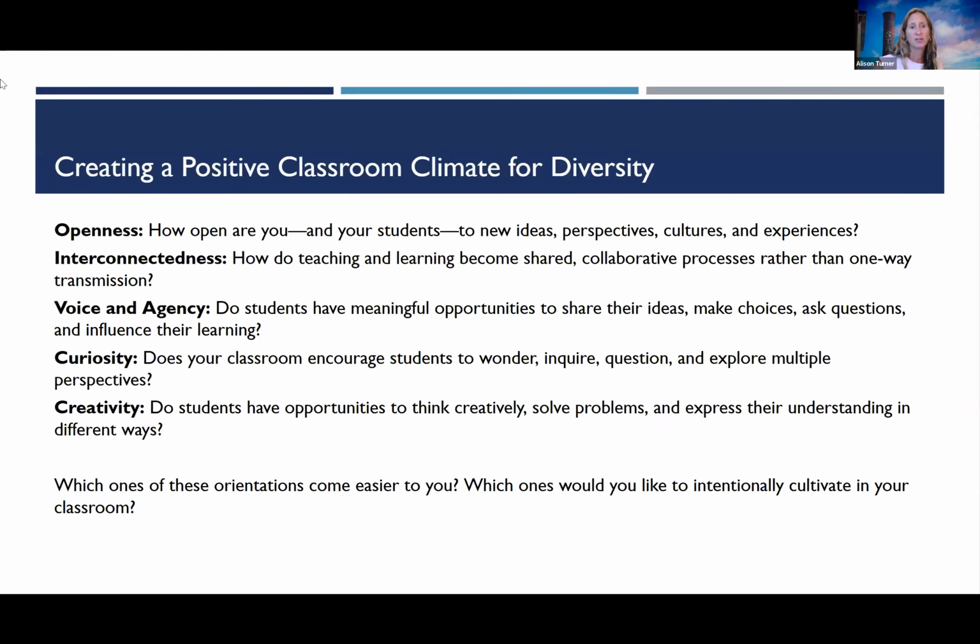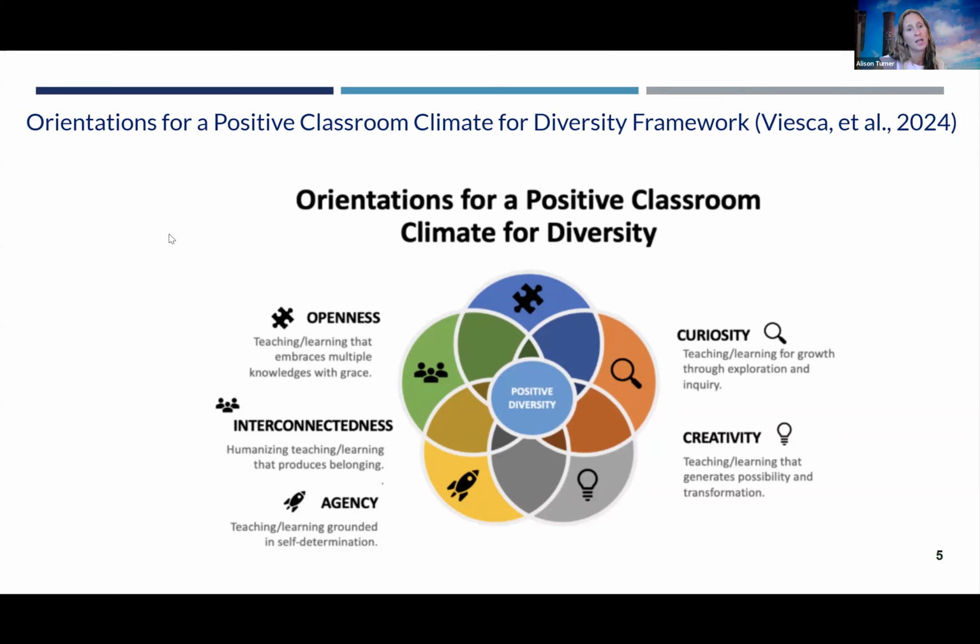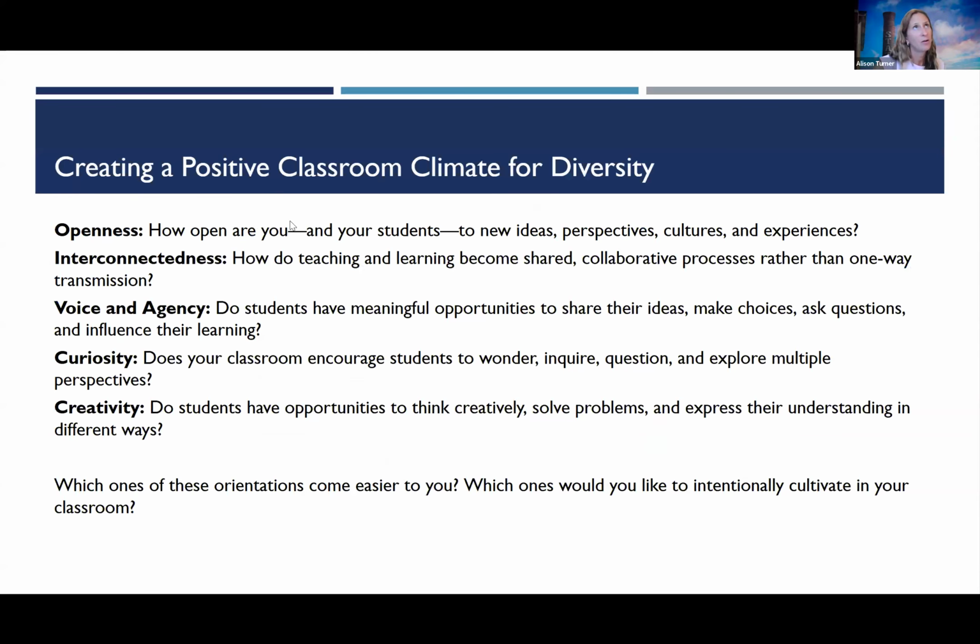So I just invite you to think about these different orientations in terms of thinking about how am I creating a positive classroom? Do you have these different orientations? Is there one that maybe comes easier to you in your practice? And is there maybe one or two that you'd like to perhaps cultivate into your classroom, into your practice? And just thinking about, how might I do that? What might that look like?